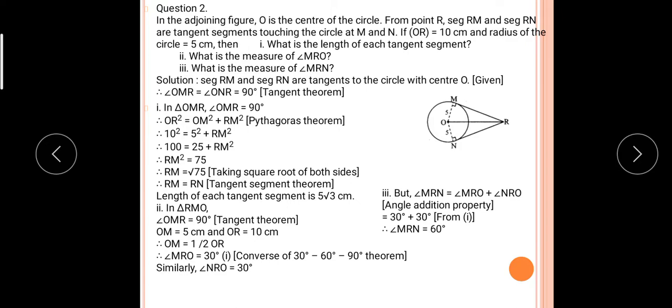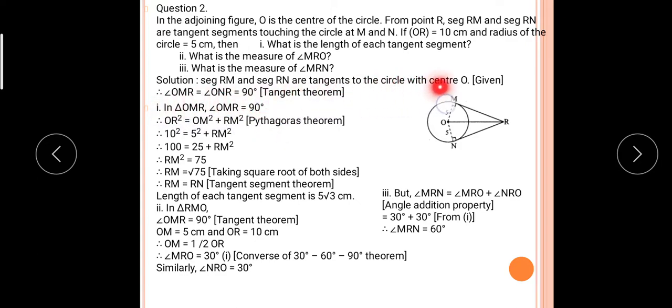Very simple. Now just recall the theorem. When the point is outside the circle and you draw tangents to the circle from that point, then they are of equal measure. Therefore, by using that theorem, you can write MR is equal to NR. Now let us see how to find out.